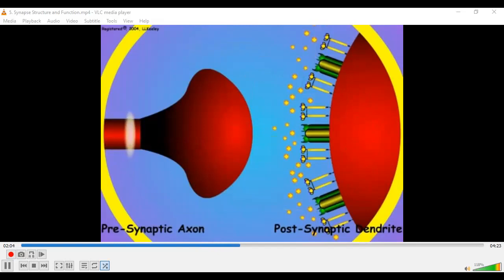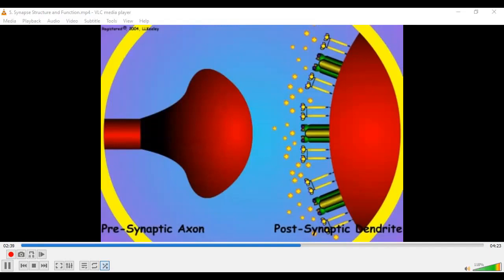When an action potential enters the presynaptic axon terminal, the terminal releases a special chemical called a neurotransmitter. The message encoded in the frequency of the presynaptic action potentials is converted by the presynaptic axon into neurotransmitter chemicals that are released and carry the message across the synaptic gap to the postsynaptic dendrite. The neurotransmitter chemicals bind to the receptor proteins associated with the sodium channels of the postsynaptic membrane.